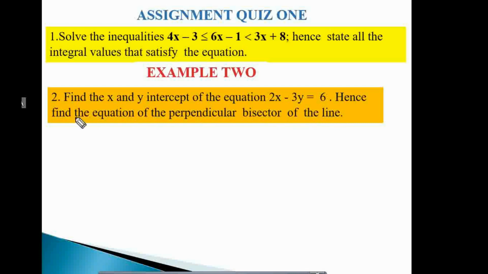So according to the equation here, we are supposed to get the x and the y intercept of the equation. And you know that at x intercept y is always 0, and at y intercept x is always 0. So we'll substitute that within the equation and we'll be able to get the points. Once you've got those points, we are supposed to find the equation of the perpendicular bisector of the line. So this is a perpendicular line that is going to pass through the middle of this line. Let's look at the solution on how we can solve this.